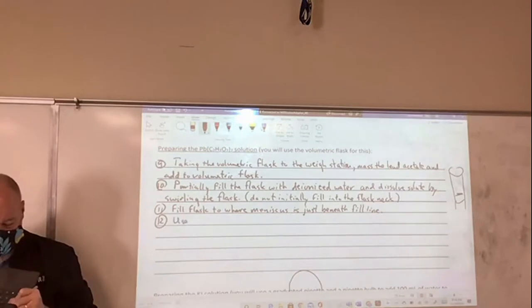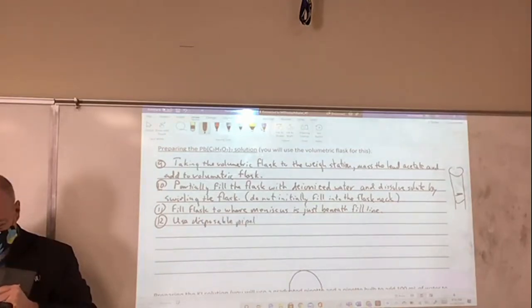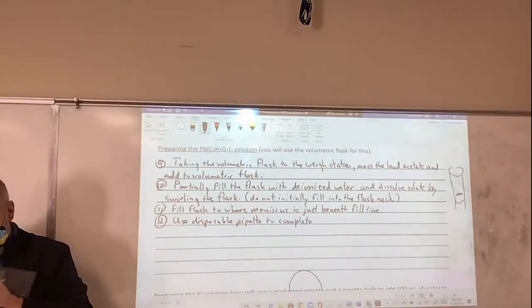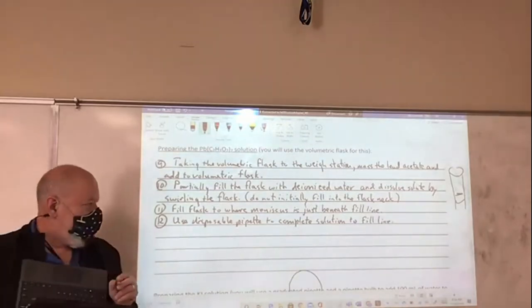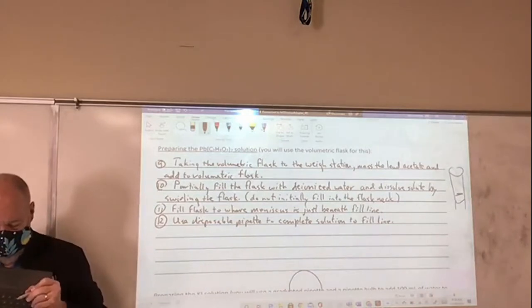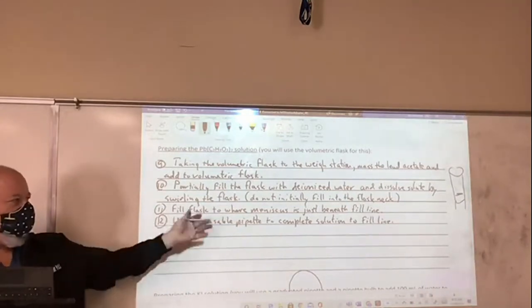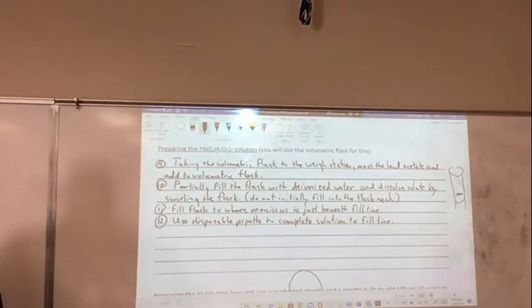Use disposable pipette to complete solution to fill line. Oops, yeah. Use disposable pipette. And you could have said that in 1,000 different ways, right? You don't have to use my words.